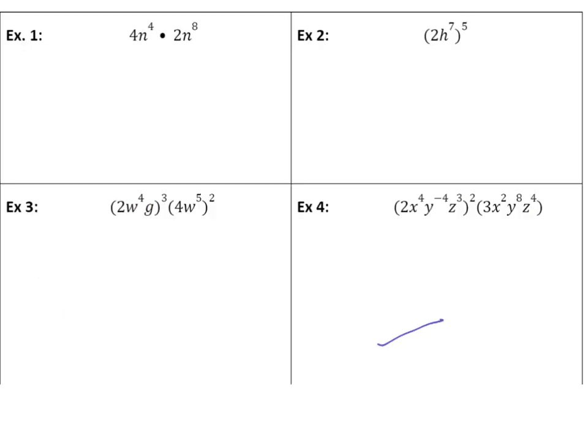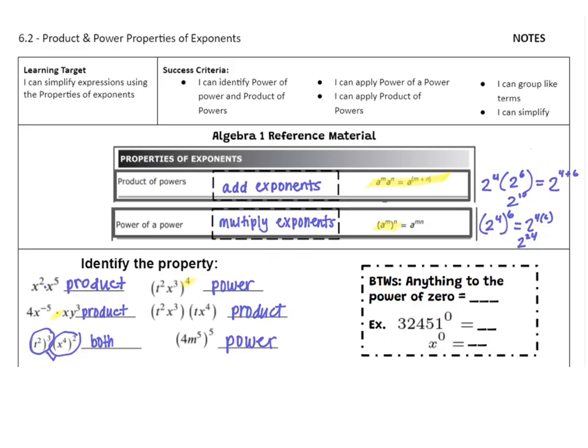But just, by the way, anything to the power of 0 is equal to 1. Always, always, always. Anytime you ever see anything to the power of 0, it is going to equal 1. So 32,451 to the power of 0 is equal to 1. X to the power of 0 is also equal to 1.